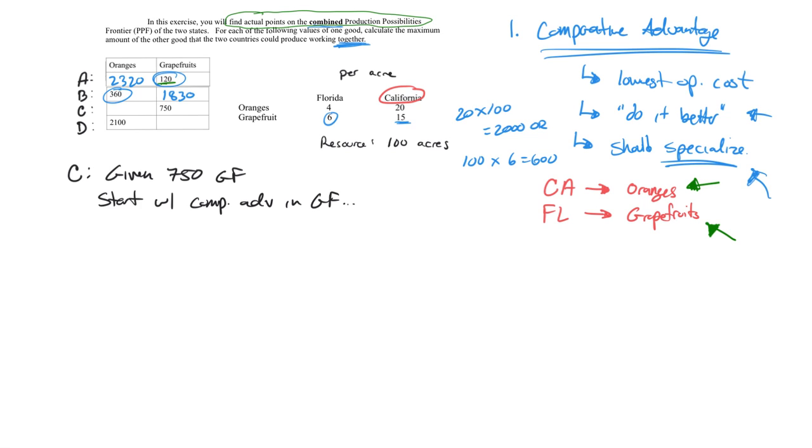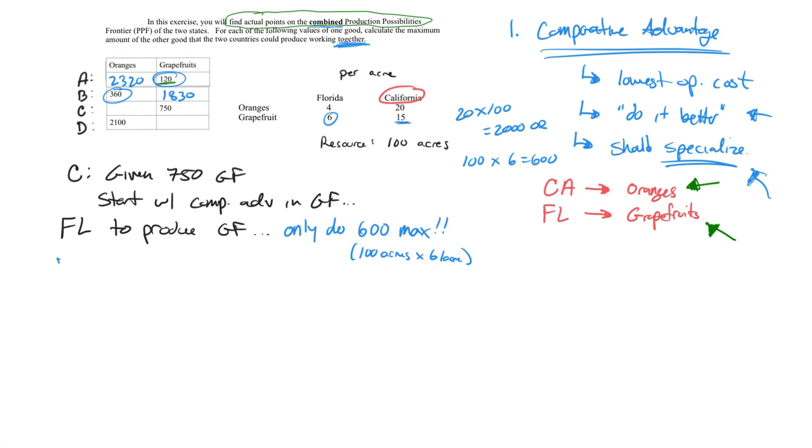So we start with whoever has the comparative advantage in grapefruits, which we know, looking over here, is Florida. So we're going to want Florida to produce as many grapefruits as possible. Well, now 750 is actually a lot of grapefruits. And if I look over here per acre, if they have 100 acres, what is the maximum amount of grapefruits Florida can produce? It's actually 600. So Florida producing grapefruits, they can only do 600 max. And again, that's going to be 100 acres times 6 per acre. That's how we're going to get to that 600.